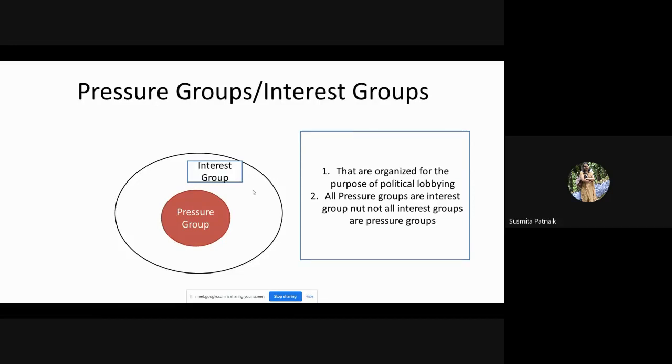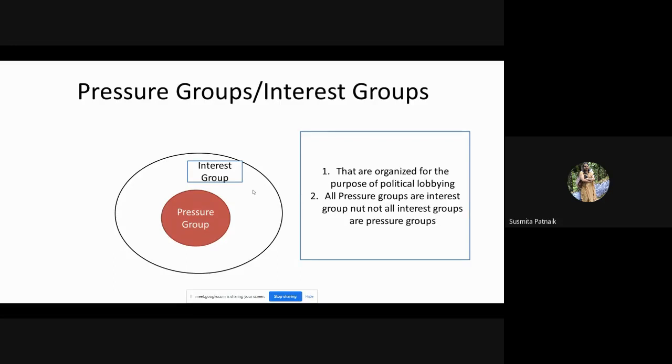So there is a basic difference between interest and pressure. When there is an organization of individuals with a specific interest, maybe the interest of their profession, their occupation, or maybe religious interest, or sectarian interest, whatever it may be, these are called interests. But when this interest group pressurizes the legislature to get work done, that is called a pressure group.